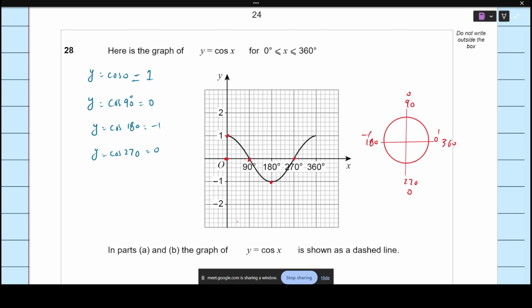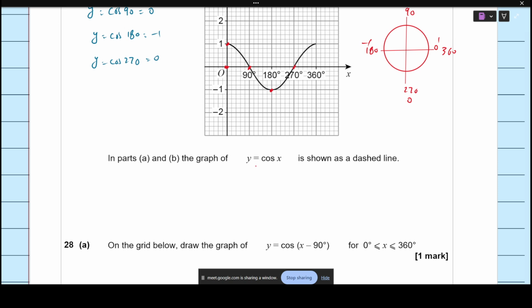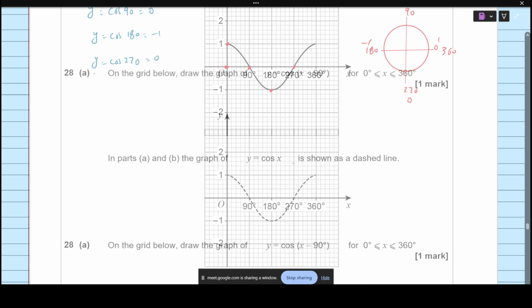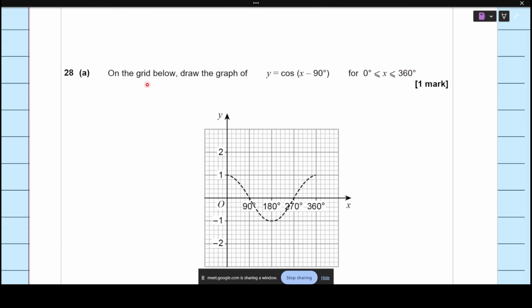So now the question is, in part A and B, the graph of y is equal to cos x is shown as a dashed line. In part A, what we need to do, on the grid below, is draw the graph of y is equal to cos(x minus 90), where the values of x are from 0 to 360 degrees. Before we had the graph y is equal to cos x. Now we have x minus 90.